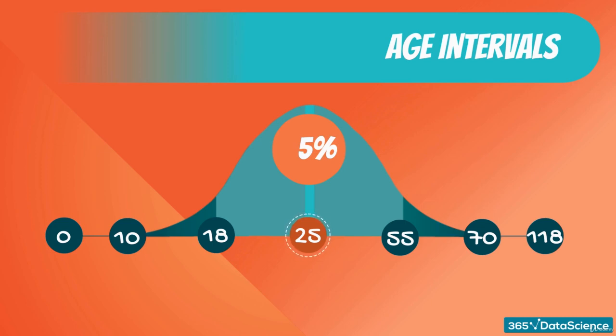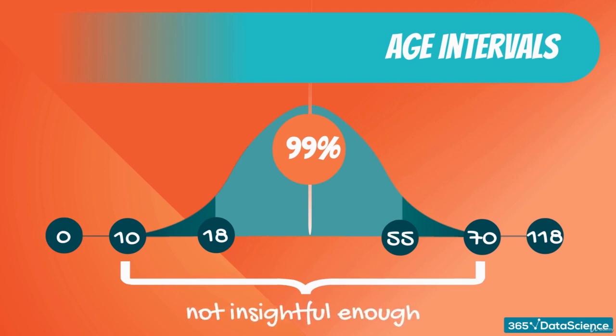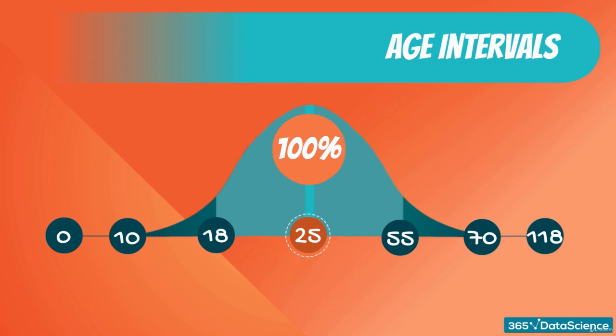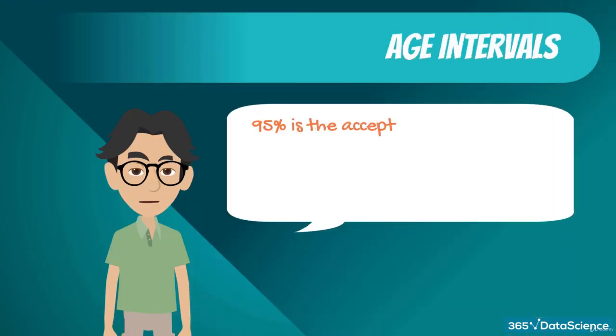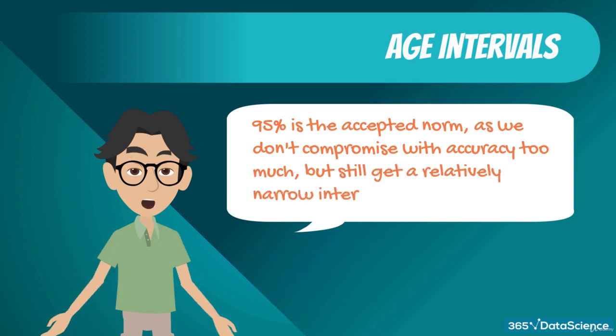As you can see, there is a trade-off between the level of confidence and the range of the interval. 100% confidence interval is completely useless, as I must include all ages possible in order to gain 100% confidence. 99% confidence gives me a much narrower range, but is still not insightful enough for this particular problem. 25 years old, on the other hand, is a pretty useful estimate, as we have an exact number, but the level of confidence of 5% is too small for us to make use of in any meaningful analysis. There is always a trade-off which depends on the problem at hand. 95% is the accepted norm, as we don't compromise with accuracy too much, but still get a relatively narrow interval.